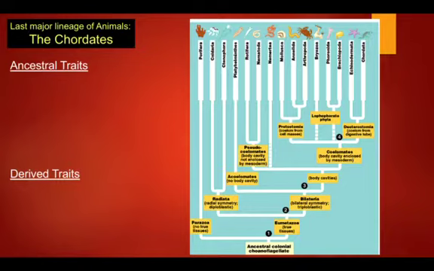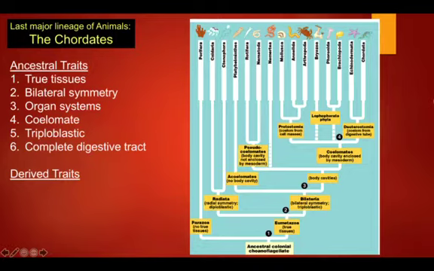So going over our cladogram here, of course, we have our ancestral and derived traits. So we've been moving from the bottom left to the top right, becoming more and more derived. And so finally, we're going up this final branch, Chordata. Some of the ancestral traits: true tissues, bilateral symmetry, complex organ systems, true coelomates. They are triploblastic, so they have those germ layers, and they have complete digestive systems.